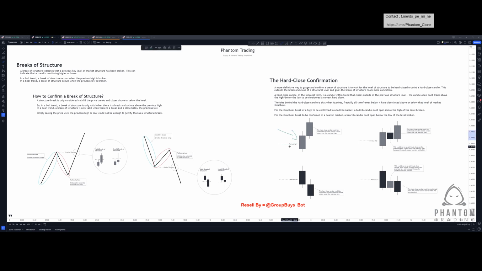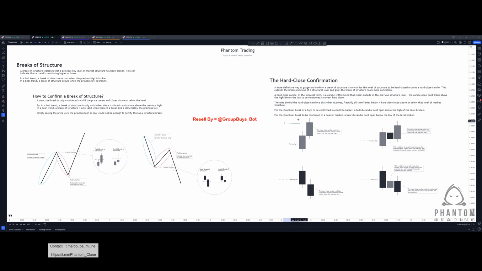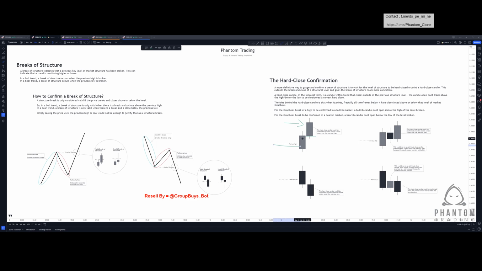Our first candle breaks and closes above the previous high, but is not a hard close candle. The next candle, however, is considered a hard close candle. And the reason why this is a hard close candle is the open of the bullish candle is above the previous high. So this showcases that all timeframes below this timeframe have closed above this structural level.